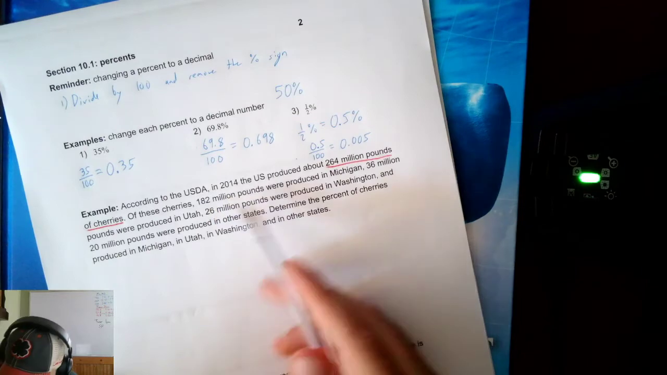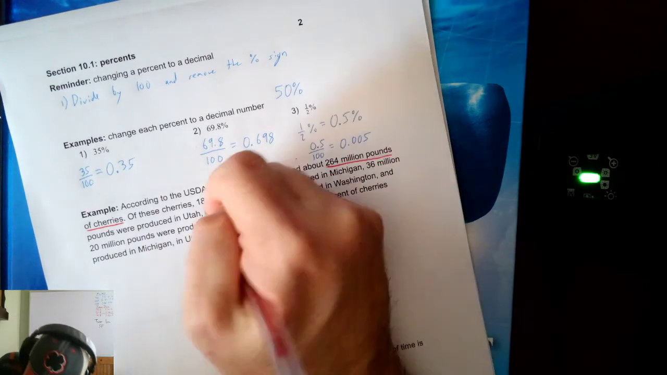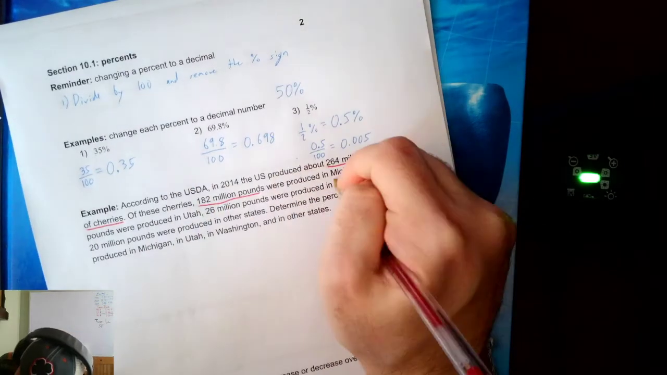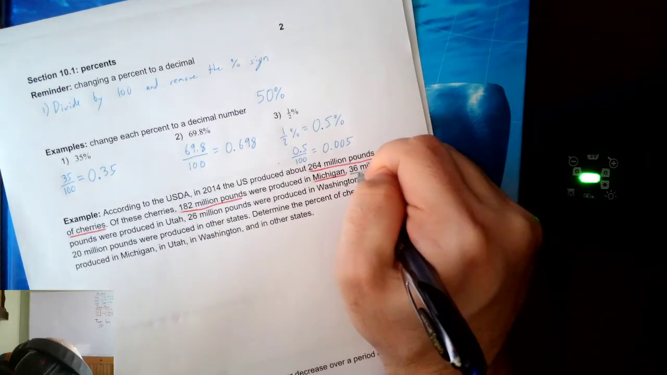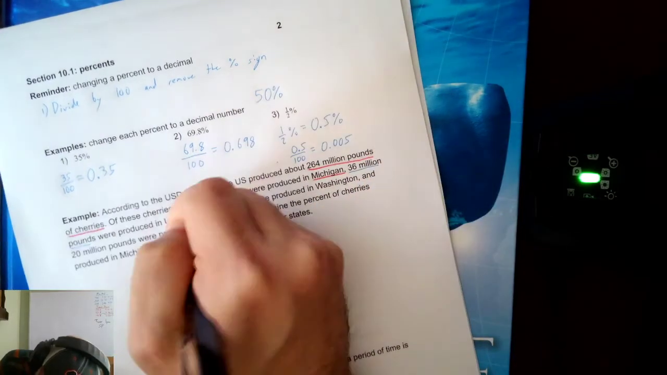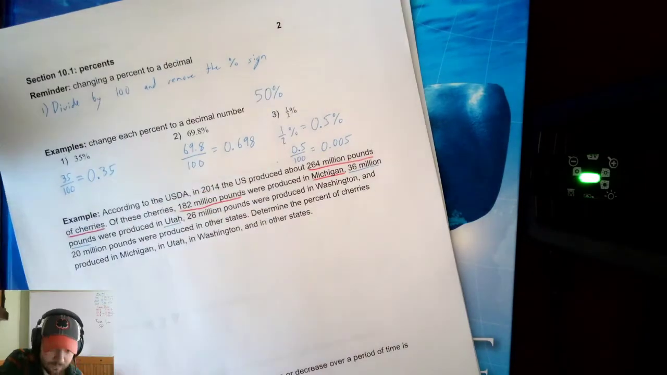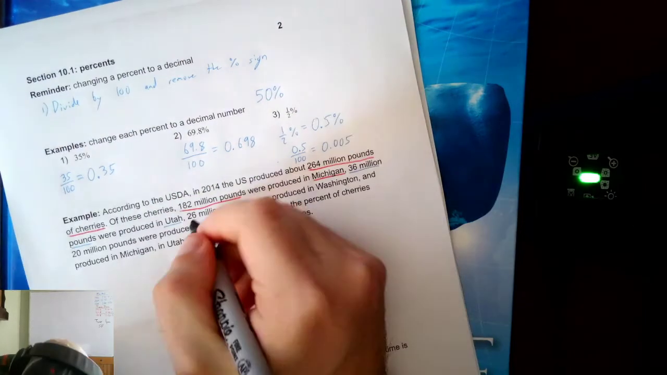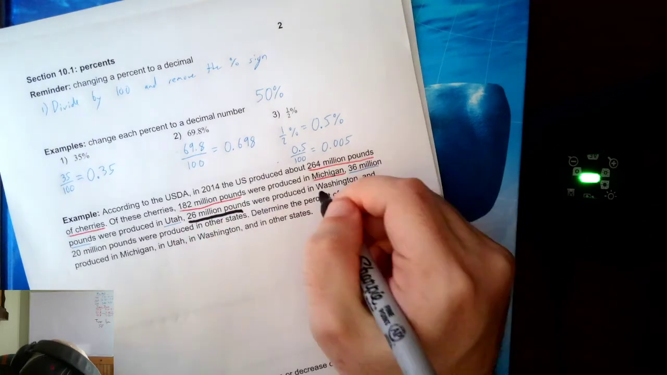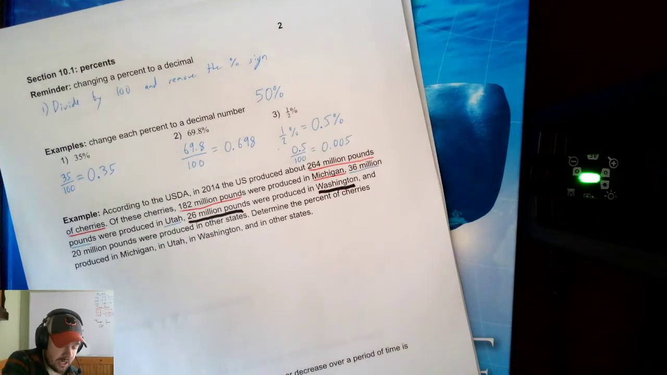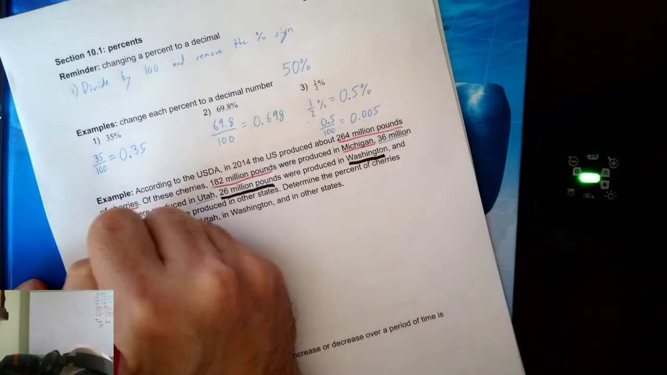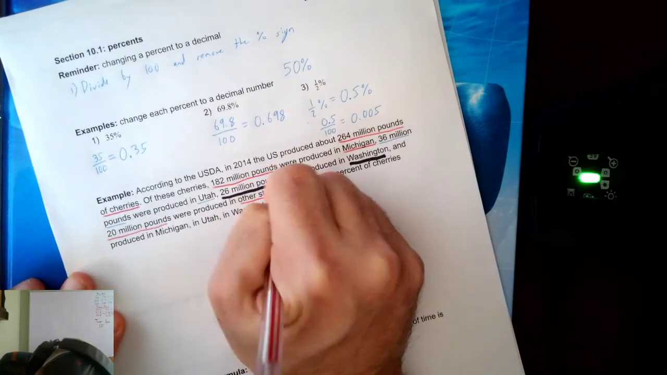Of these, 182 million pounds were produced in Michigan. Let's see, 36 million pounds were produced in Utah, and 26 million pounds were produced in Washington. And then 20 million were produced in other states. We'll go back to red because we only have so many colors.